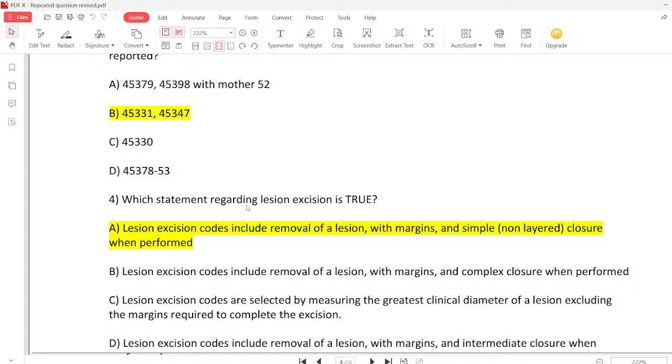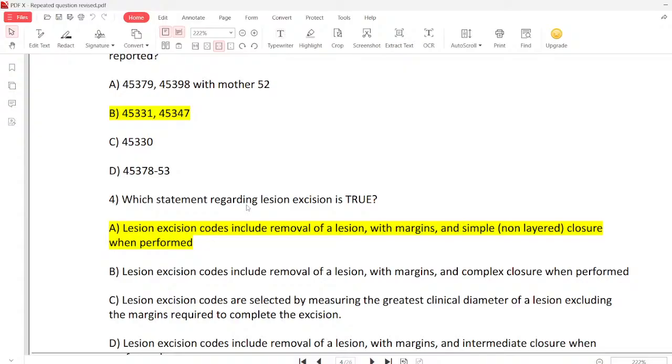Next is related to true or false. Okay, which statement is true? This is the question. Here four statements are the options. So read the statements carefully and try to answer the question. It is related to lesion excision. So take your CPT textbook and take the lesion excision page. Then you have to read the options one by one.